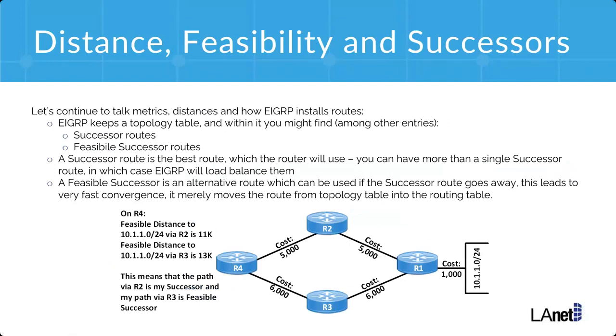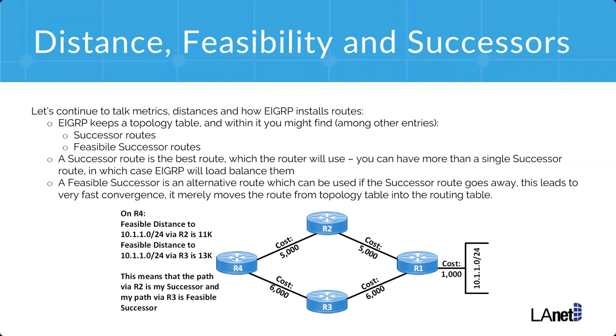As I mentioned and just demonstrated a second ago, EIGRP does keep a topology table. There could be a lot of things in there, but two things that are of particular interest are concepts known as successor routes and feasible successor routes. A successor route is quite straightforward. That's the route with the best cost, right? It's whatever my best route to a particular path is, okay? So a successor route is the route I'm going to use. You can always have more than a single successor route, in which case EIGRP will just load balance them, right?